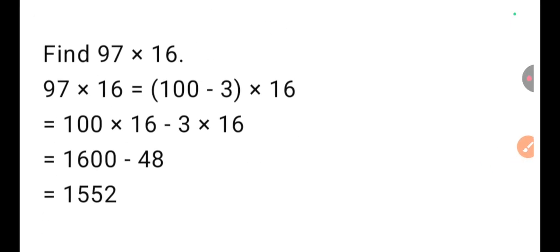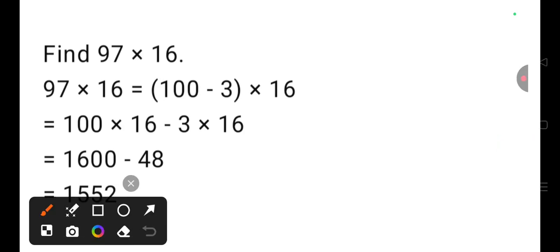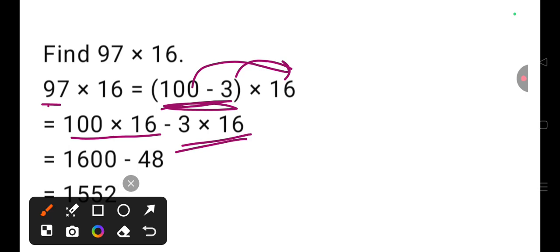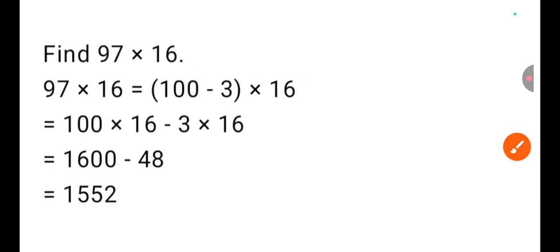Now one more example of the same type, 97 into 16. Again you can see 97 can be written as 100 minus 3, right? So again 100 into 16 minus 3 into 16. So 100 into 16 you will get 1600. 3 into 16 you will get 48. And after subtracting, you get the answer 1552. Right, everyone? So just the splitting method is different here.